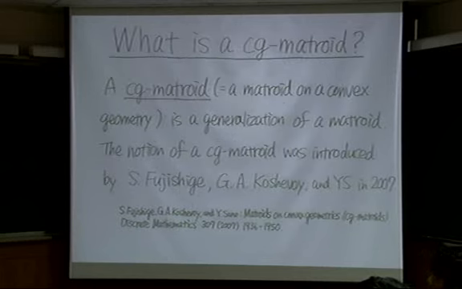And today, a CG Matroid is a Matroid structure on a convex geometry. This was introduced by Fujishige, Koshevoy, and myself in 2007.